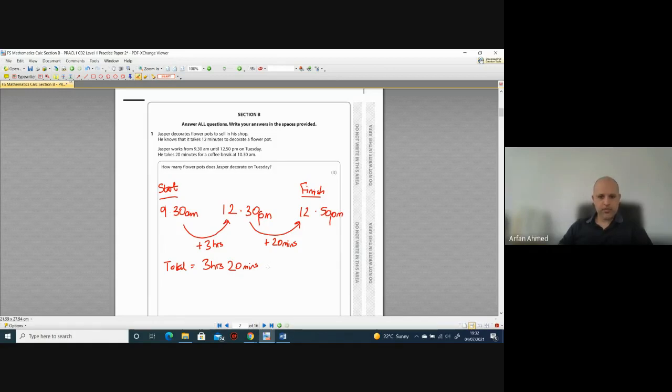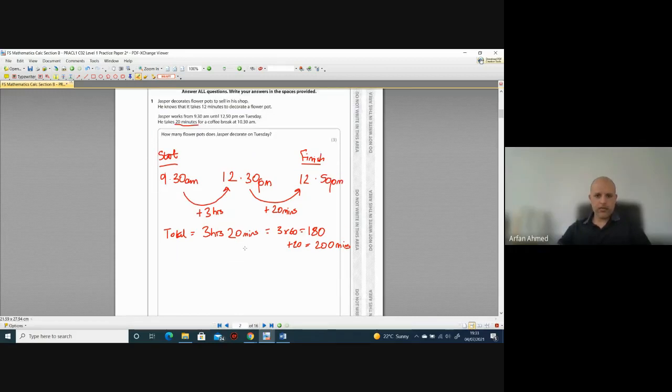We can change that to whole minutes. So obviously 3 hours is 3 times 60, which is 180. We can use your calculators now if you wish, plus the 20, which is 200 minutes. So 3 hours 20 minutes is the same as 200 minutes. So we need to take away 20 minutes for the break. Yep, for the break, we need to get rid of that.